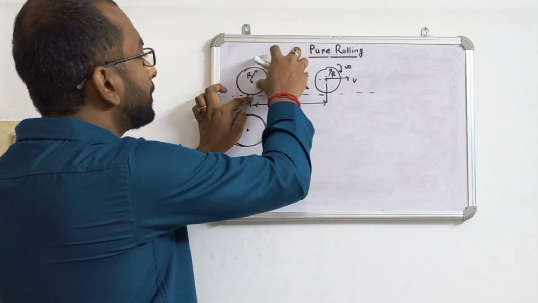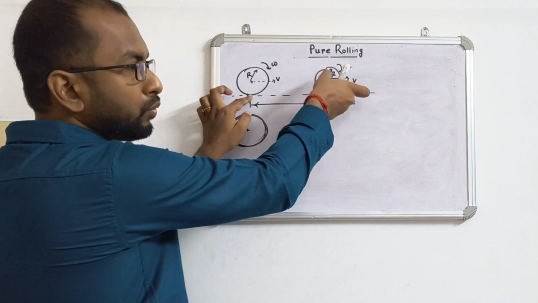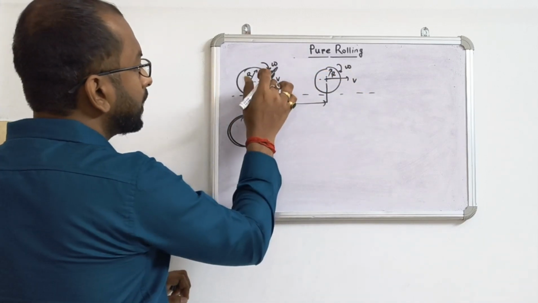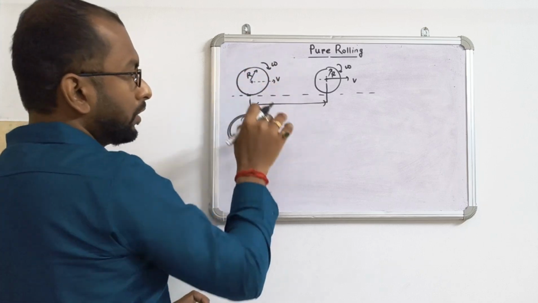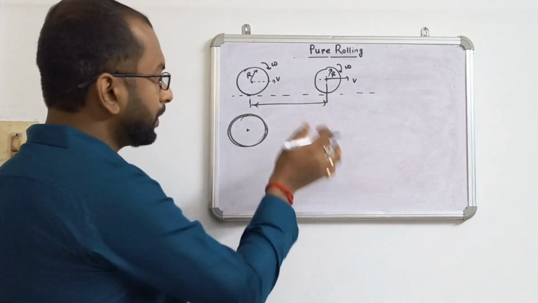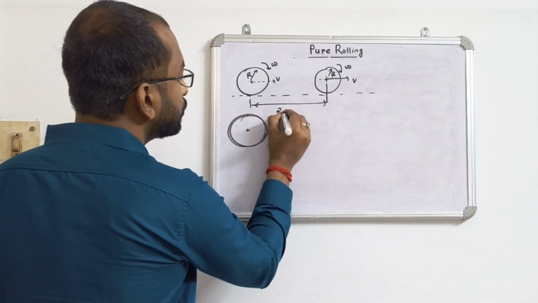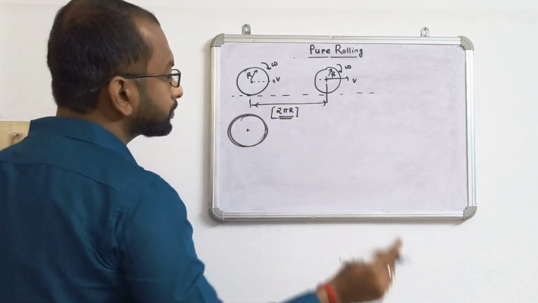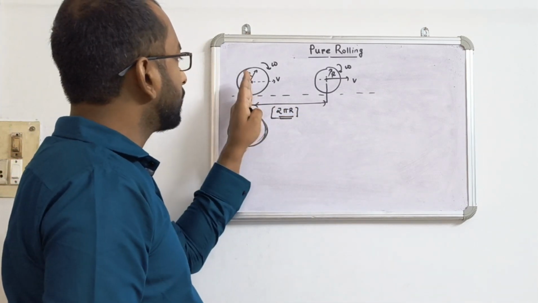So if it is unwrapping from here to here by one rotation, then this value is nothing but the perimeter of that particular circular object. What is the perimeter of that object? 2 into pi into r. That is going to be the distance of the center of mass from here to here.